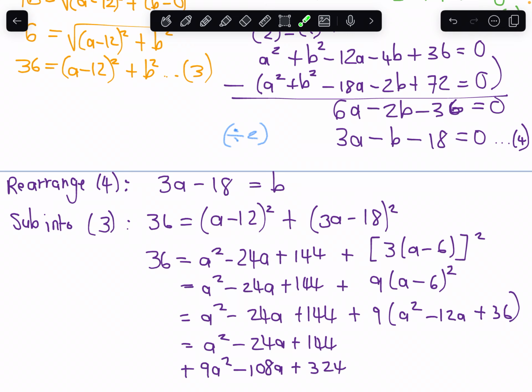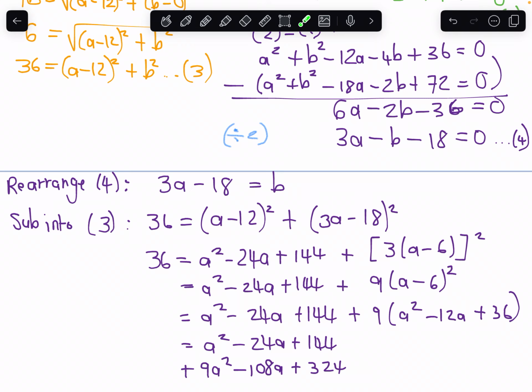So I would then have a minus 12 squared plus 3a minus 18 squared is equal to 36. Multiply this out: a squared minus 24a plus 144. I factored out a 3 over here to make my life a bit easier. So that's 3 times a minus 6, and we need to square that. So square the 3, square the bracket: 9 times a minus 6 squared, and then this became 9 times a squared minus 12a plus 36, and then multiply that out, and I get 9a squared minus 108a plus 36 times 9.